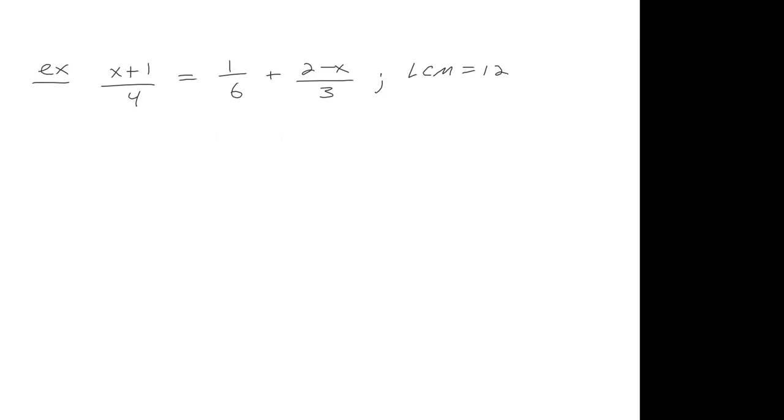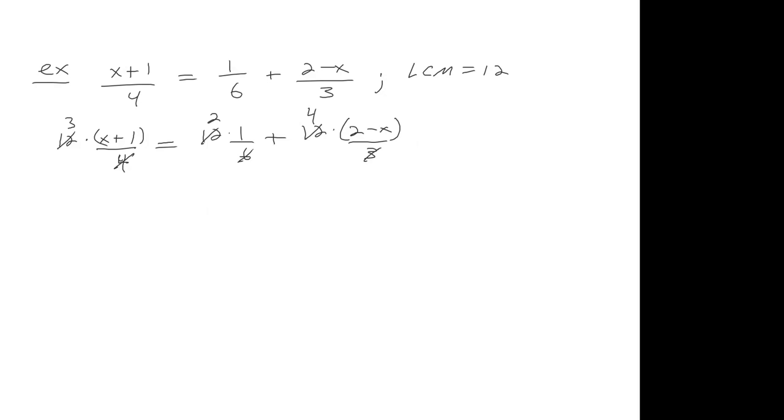So what I'm going to do is take 12 times each of these terms. So the x plus 1 over 4, I'm going to do 12 times the 1/6 plus the 12 times the 2 minus x over 3. I'm going to put these numerators in parentheses just so I know I need to distribute, okay? So now if I look, the 12 over 4 is a 3, the 12 over 6 is a 2, and the 12 over 3 is a 4.